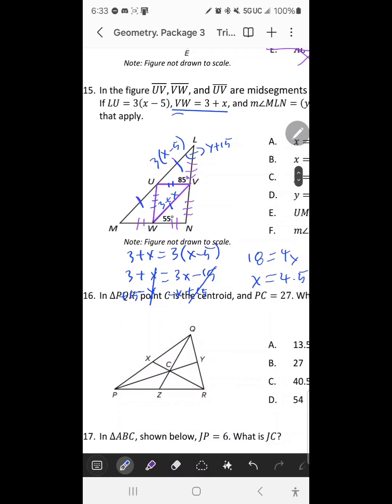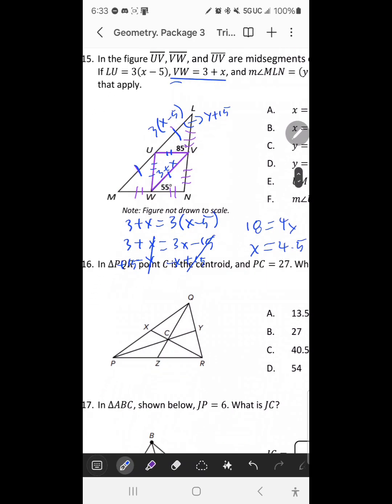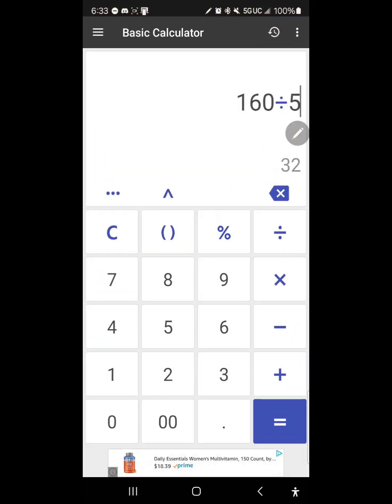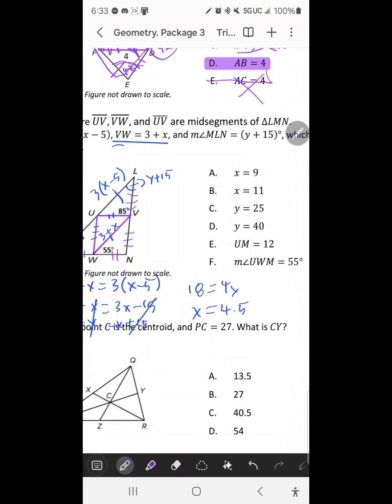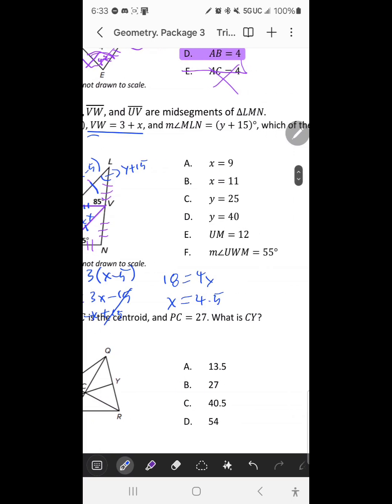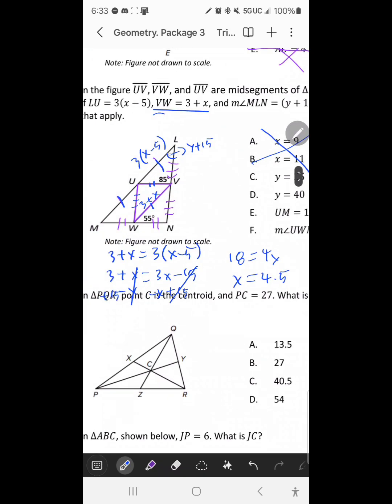Yeah, that's the answer. What can I tell you about it? It's weird that it's none of the two. But if I divide 18 by 4, it's 4.5. So, yep, this is neither of the answers. Now let's calculate y.